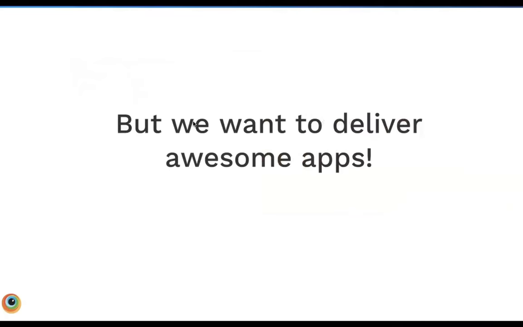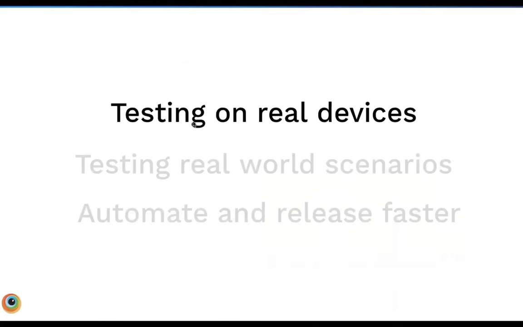But as developers, we all want to deliver awesome apps. Let's try to understand why these problems are important to solve and possible solutions. Testing on real devices. Why test on real devices? It has been established that emulators and simulators do not give results with the same accuracy as real devices.